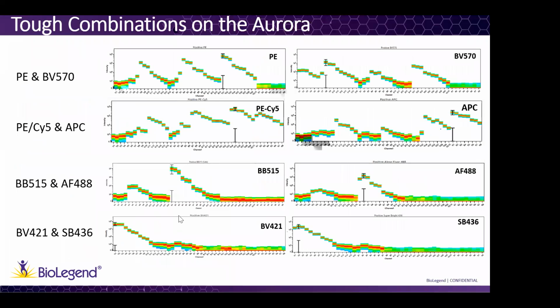And then just a few tough combinations that maybe you just want to remember by heart because they are just not getting along. So we have PE and BV570, PerCP-Cy5.5 and APC, BB515 and Alexa Fluor 488, and then BV421 and SP436. The spectral signature is really similar between these pairs, and that's why you should avoid those.